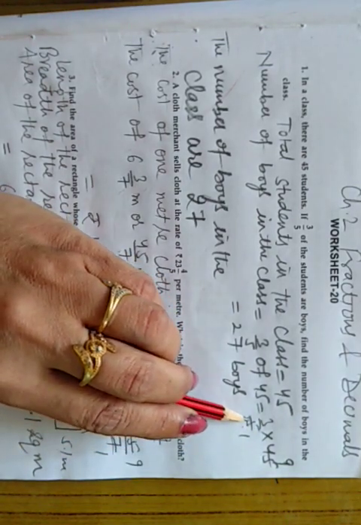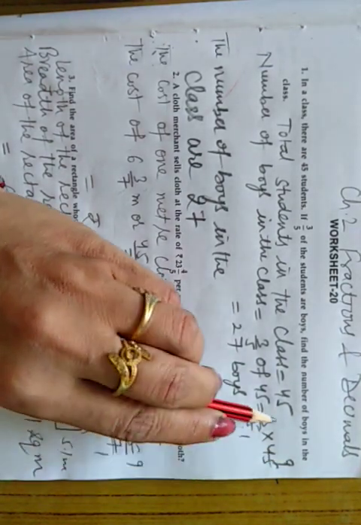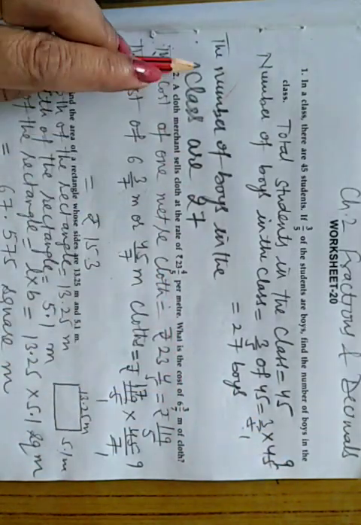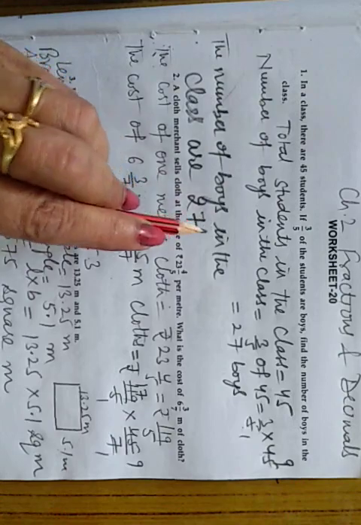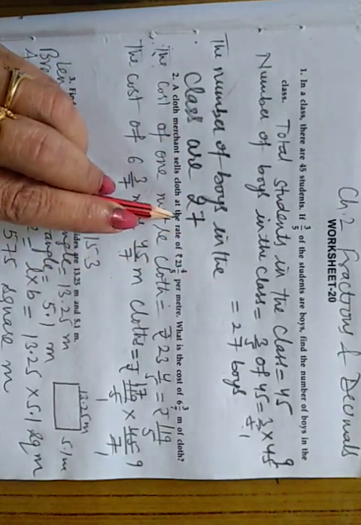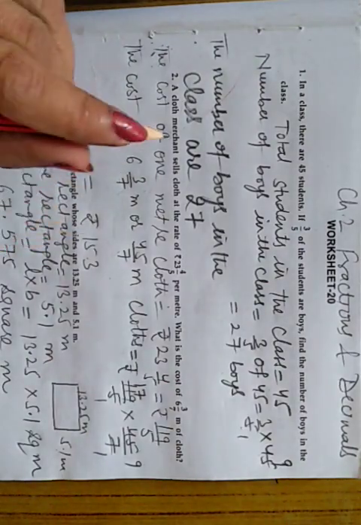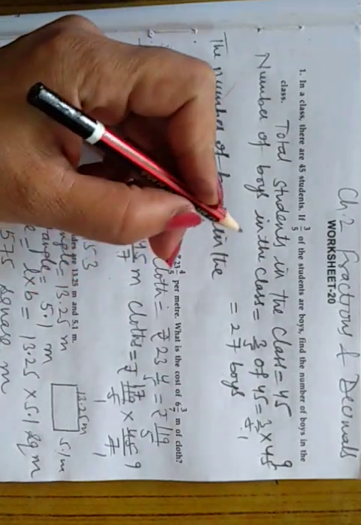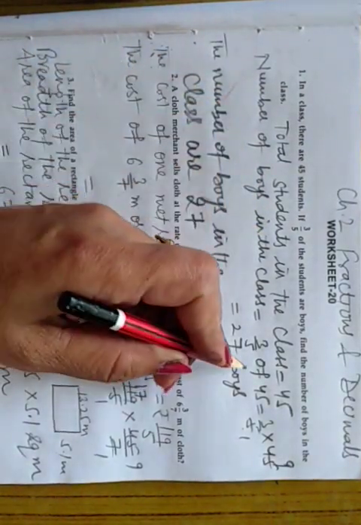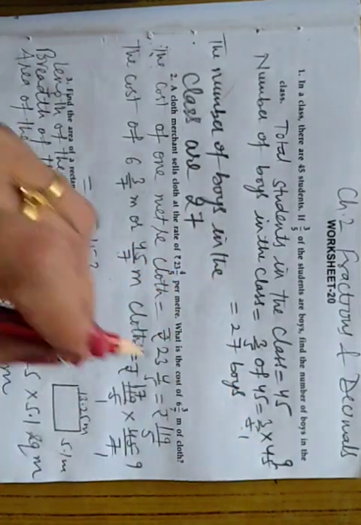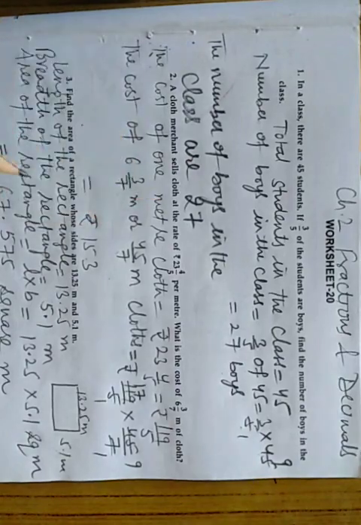Simplify. 5 ones are 5, 5 nines are 45, and multiply 3 by 9. 3 nines are 27 boys. So the number of boys in the class is 27. So when this type of problem is there, of means multiply. In that case we multiply, simplify and get the answer.